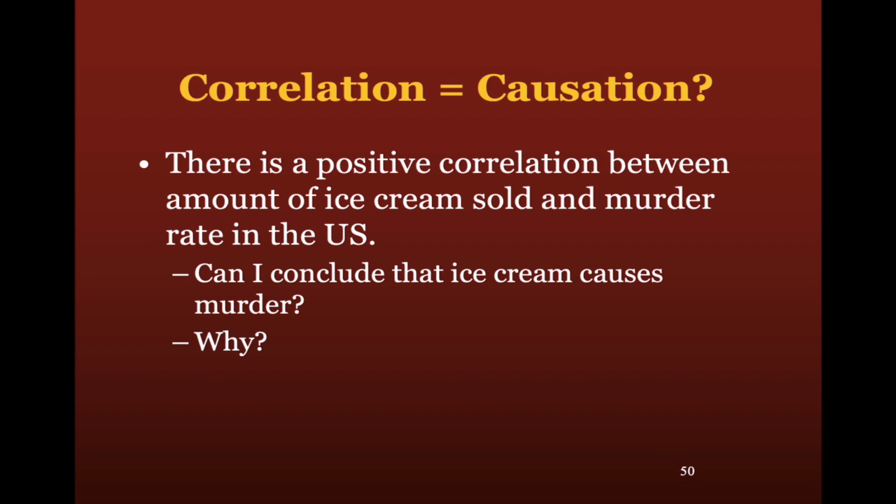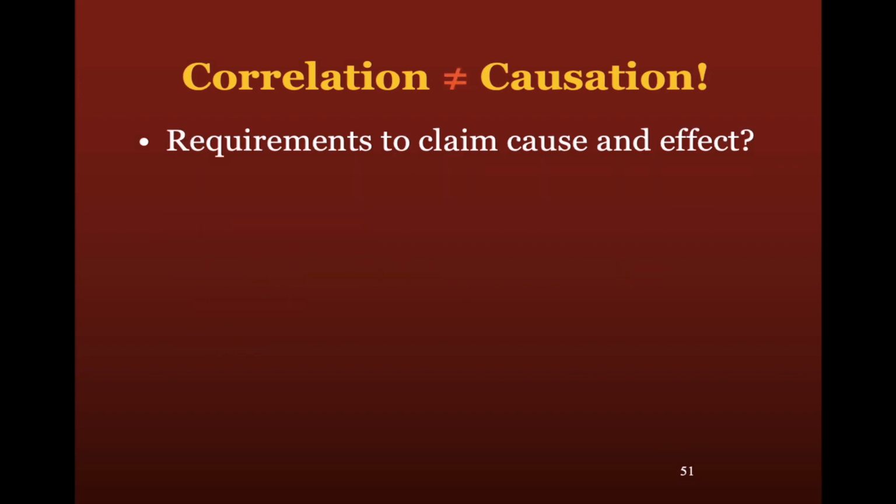Now, it sounds pretty ridiculous, but there are other examples that are less ridiculous where people try to make causal claims simply based upon correlational data, right? So this is just simply a correlation, but we should not conclude that ice cream causes murder or that murder causes people to want to eat ice cream.